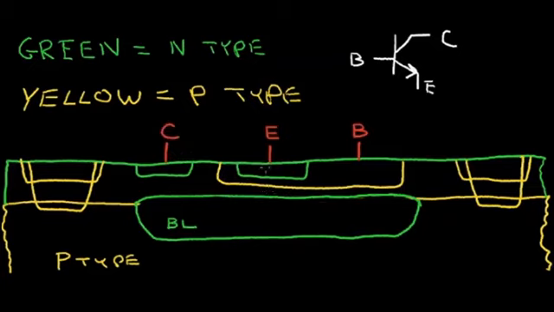So you can see that here we have an N region, we have a P region, and another N region. So you can see we have an N, P, N. Let me erase that for now.